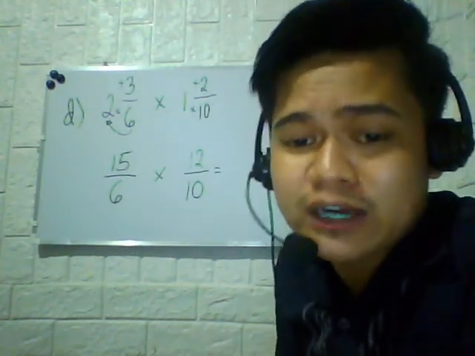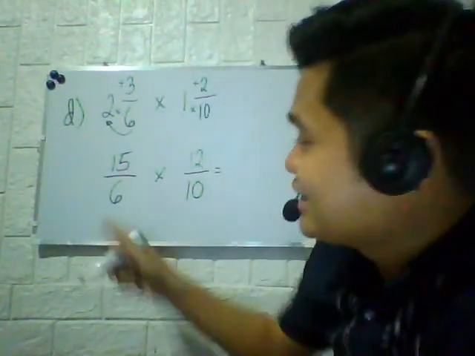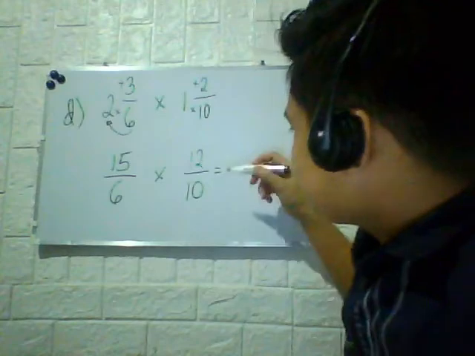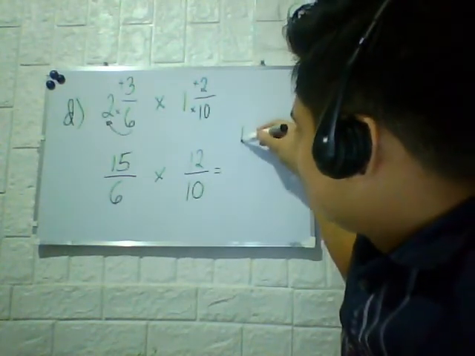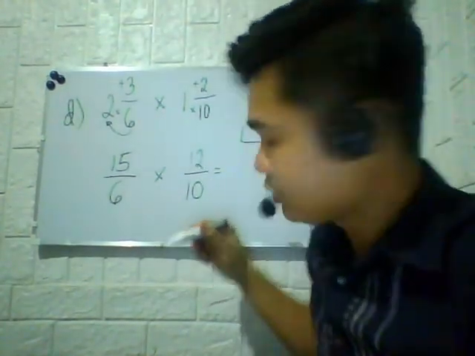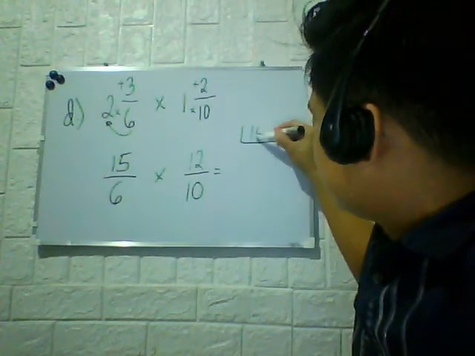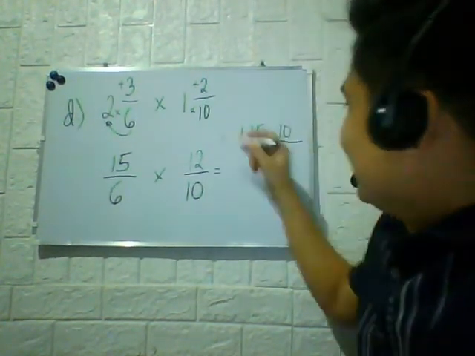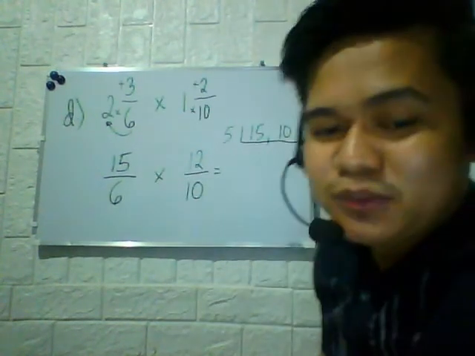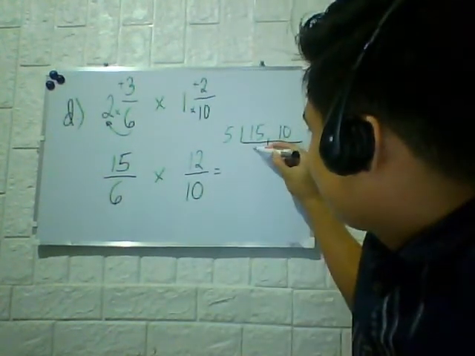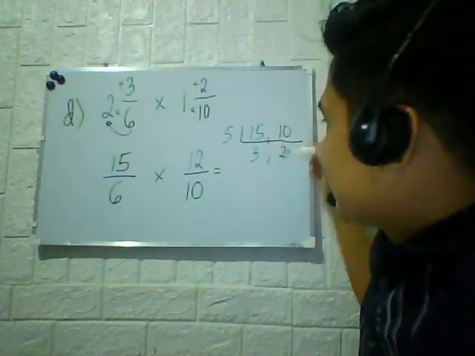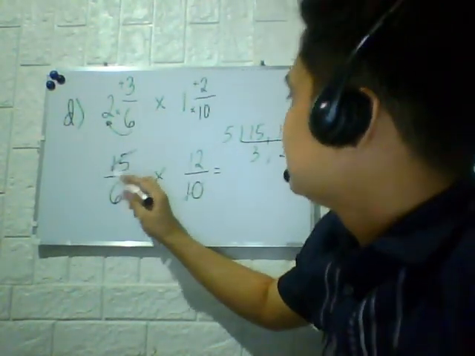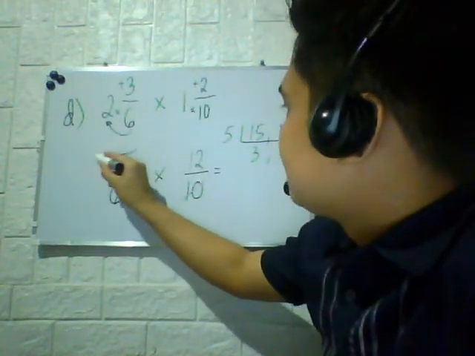Ang sinasabi ko lang naman dito, ano? Pwede na natin i-simplify si 15 with 6. Kung pipiliin mo ito, edi sana all, ano? Ayan. Divide natin both of them by 5. 3 na lang si 15, 2 na lang si 10. Para di ka malito, ayan, cross out na natin yan si 15 tsaka si 10.